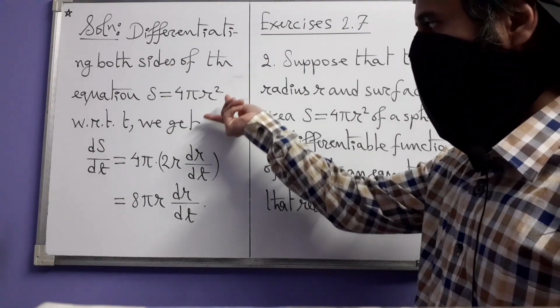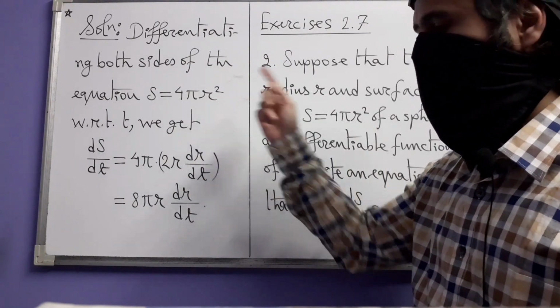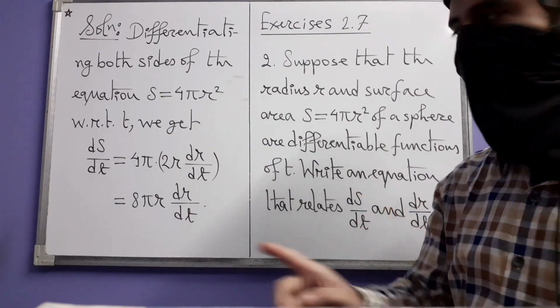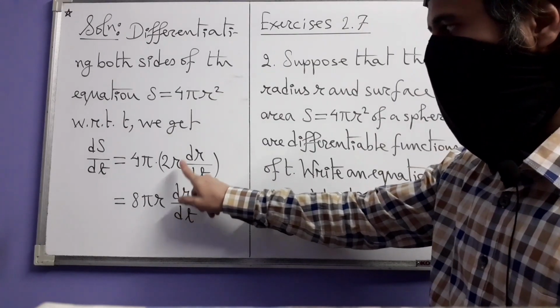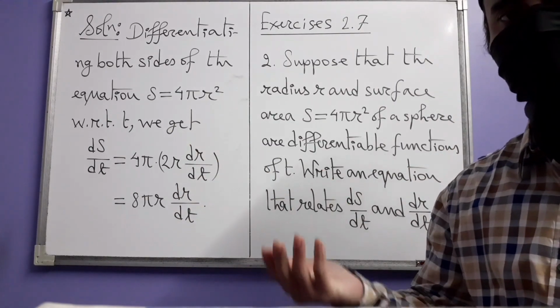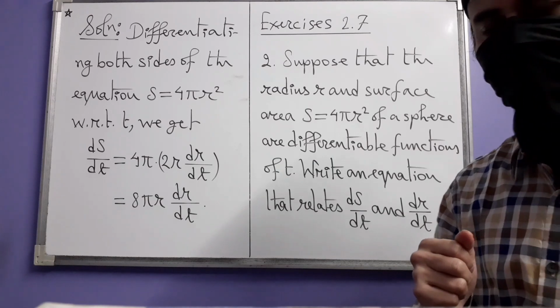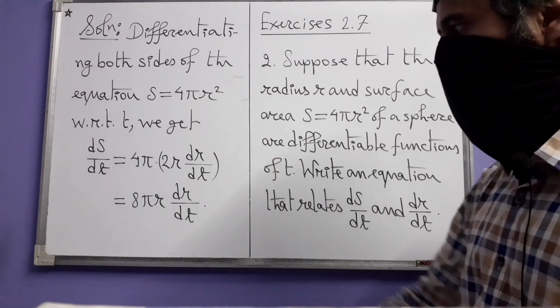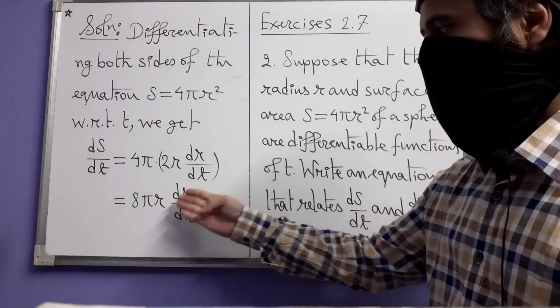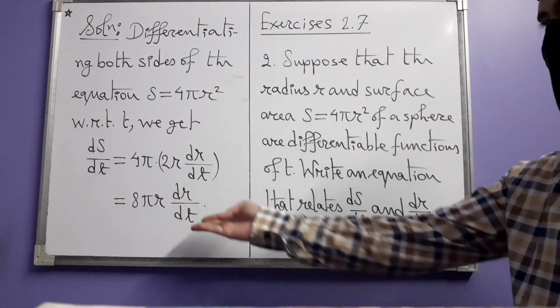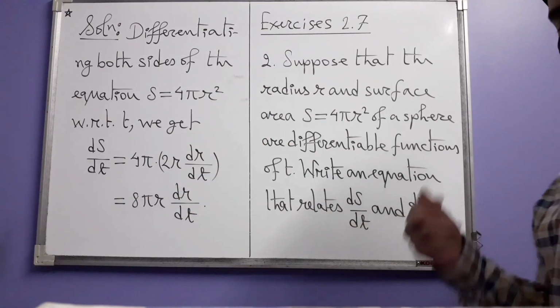And that's how you get this. First you differentiate r squared with respect to r, obtaining 2r, and then you multiply that with the derivative of r with respect to t, dr/dt. So that's how you get 8 pi r times dr/dt. This is an equation which relates these two rates.